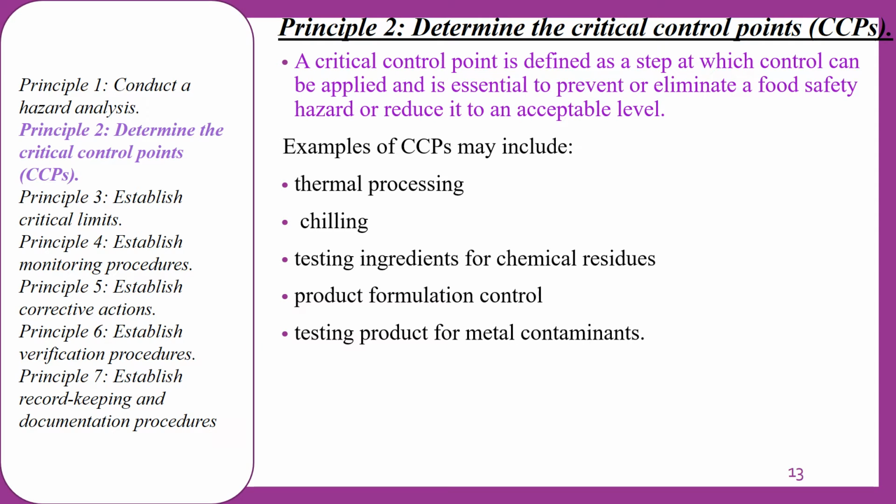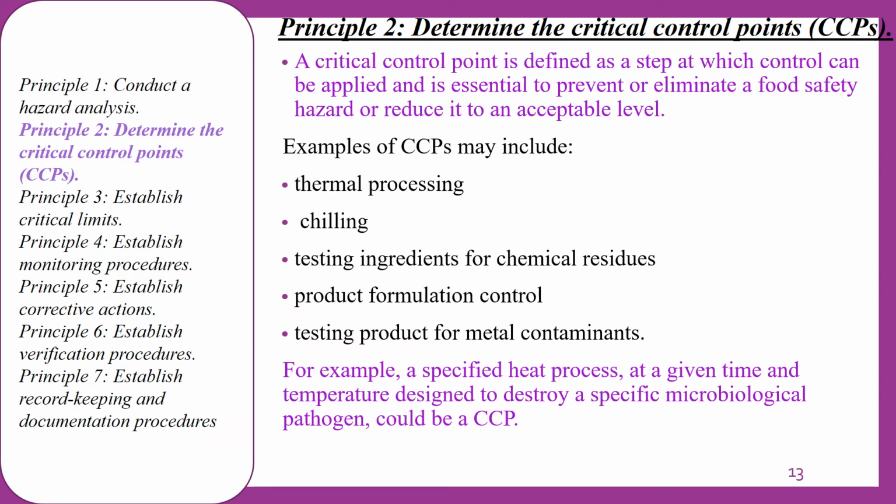Examples of CCPs may include thermal processing, chilling, testing ingredients for chemical residues, product formulation control, testing products for metal contaminants. For example, a specified heat process at a given time and temperature designed to destroy a specific microbiological pathogen could be a CCP. Likewise, refrigeration of a pre-cooked food to prevent hazardous microorganisms from multiplying, or the adjustment of a food to a pH necessary to prevent toxin formation could also be a CCP.